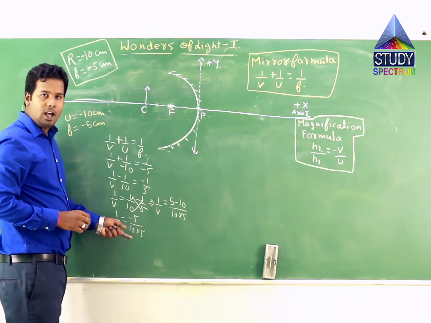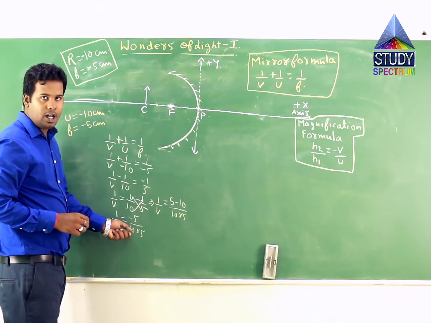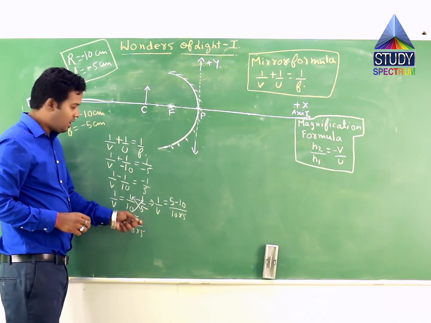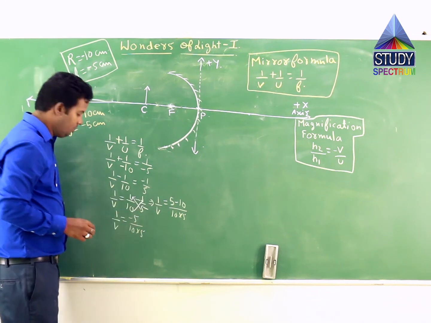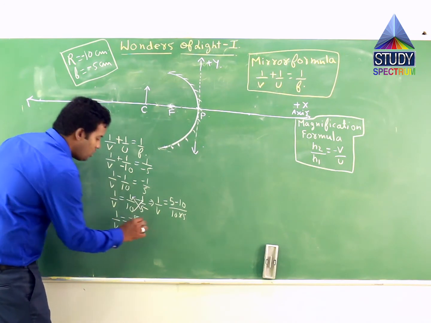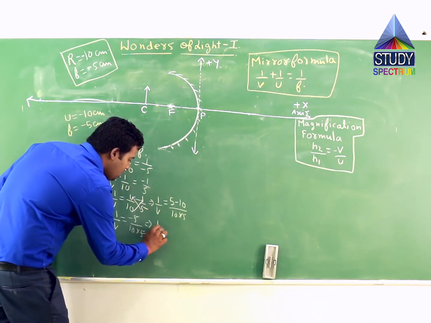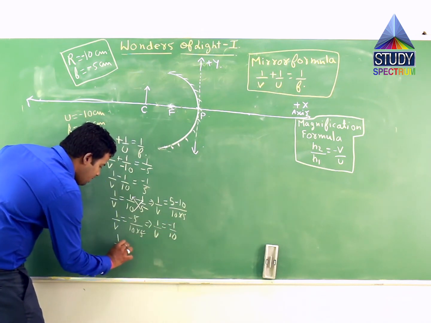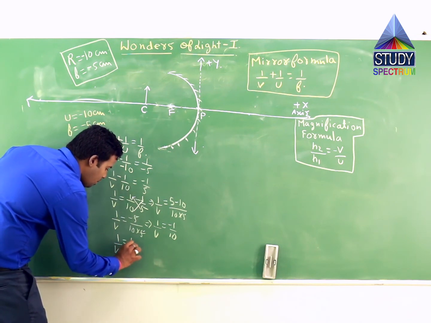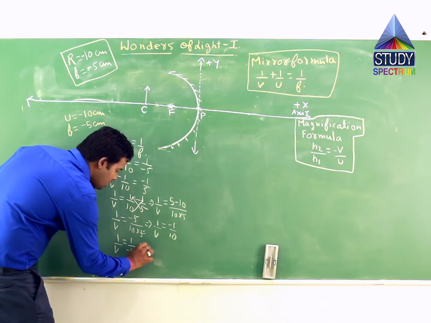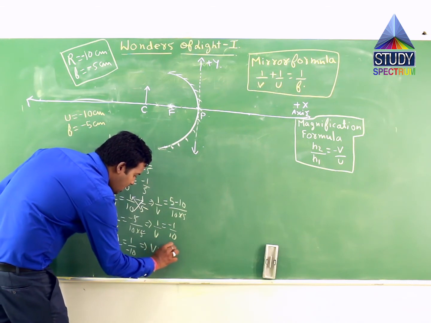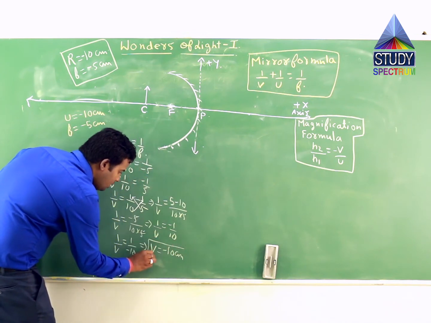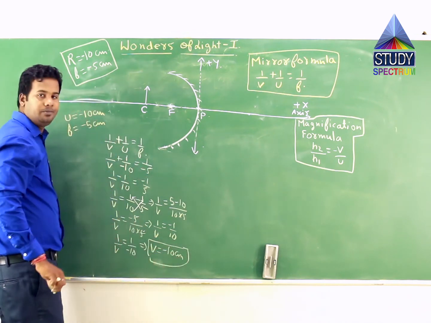You might have noticed I am not writing the result of the denominator every time, because the numerator and denominator get cancelled after I have subtracted or added on the numerator side. So this 5 and 5 get cancelled, so 1 by V is equal to minus 1 by 10, or we can say 1 by V is equal to 1 upon minus 10, which means V is equal to minus 10 centimeter.